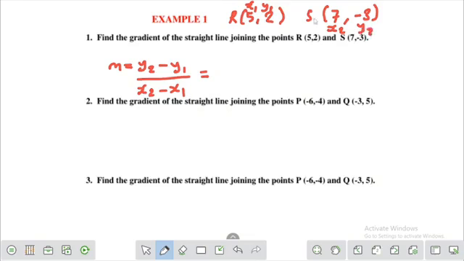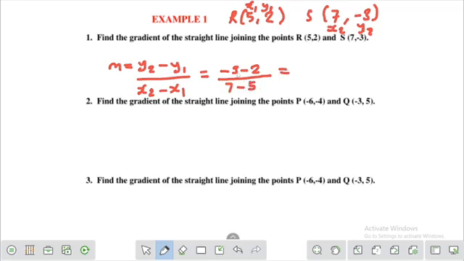So whether you want to make S as your x1, y1 and R your x2, y2, you are still going to get the same answer. So under y2, we are going to put a negative 3 minus, under y1 we put a 2 because y1 is a 2, over, under x2 we put a 7 right there, under x1 we put this 5.